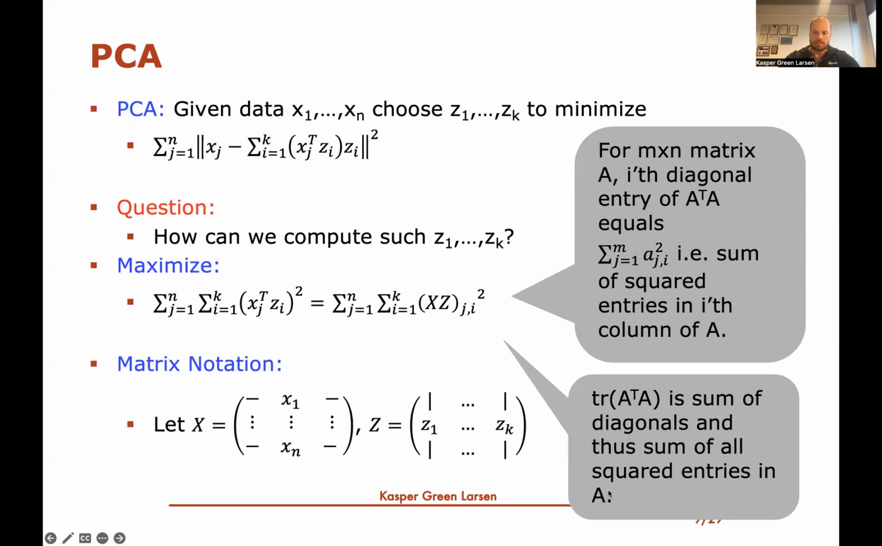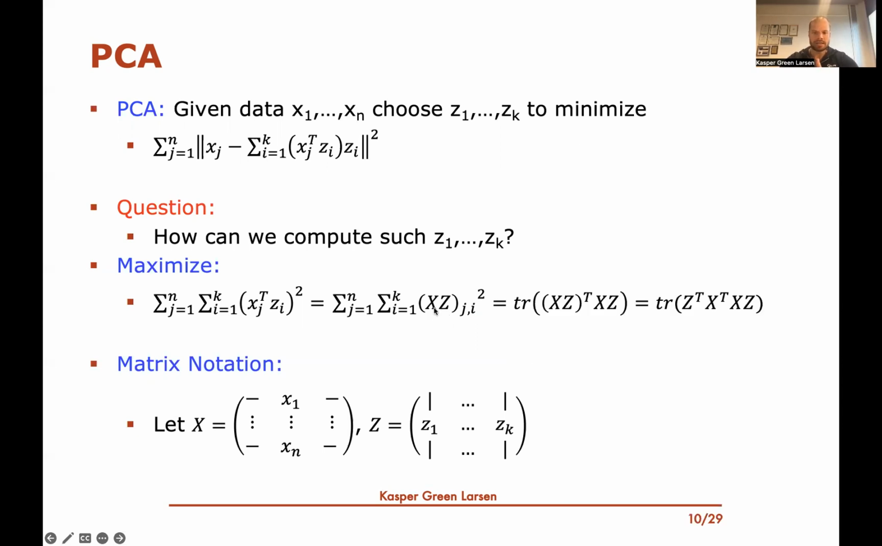So just to say it briefly, if I have a matrix A and I look at trace of A transpose A, then this is just the sum of the squares of all the entries of A. And this is what we have here, right? Here's the sum of the squares of all the entries in XZ. So what we just said is that this whole sum is the same as the trace of taking this XZ matrix and transposing it and multiplying with XZ.